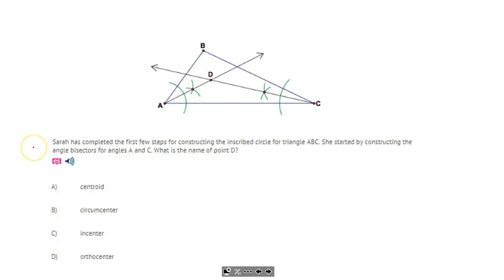This next one says, Sarah has completed the first few steps in constructing the inscribed circle. So inscribed circle means that we're drawing the circle inside here, right? And I know that doesn't look like a perfect circle, but y'all get my drift. So inscribed inside, that has to do with an in-center. And what do we use to draw in-centers? We use angle bisectors. So once again, those are the things you need to keep in mind. In-center, inscribed, angle bisectors.